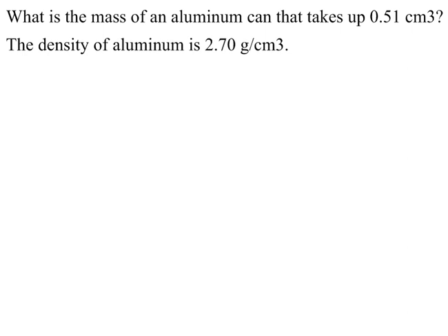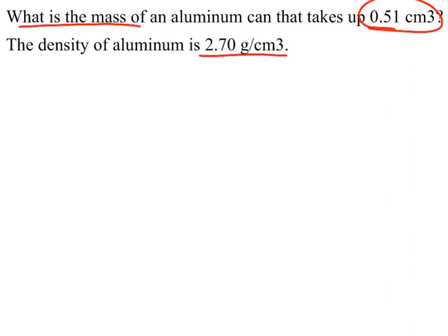So what is the mass of an aluminum can that takes up 0.15 cubic centimeters? The density of aluminum is 2.70 grams per cubic centimeter. All right, so let's take a look at what we have. We have a mass. Oh, no, sorry, we don't have a mass. We're looking for the mass. All right, and this cubic centimeter, that's a volume unit, and then we have a density unit. So that means we have density and we have volume.